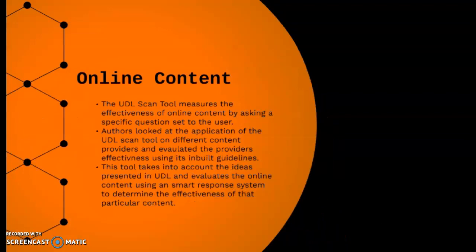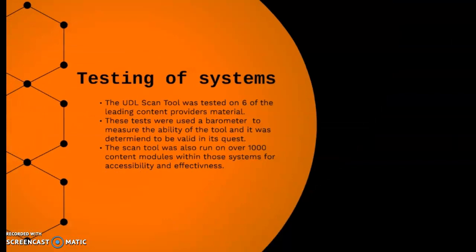This scan tool was able to measure the effectiveness and accessibility of the content by asking a specific question set to the user, that the user would then plug through, and it would give them an effectiveness score at the end of the scan. This tool works effectively by taking the UDL guidelines and the content that is input into it, and then using what they called a smart response system, which took the information and expanded as you answered questions to determine if the accessibility was there.